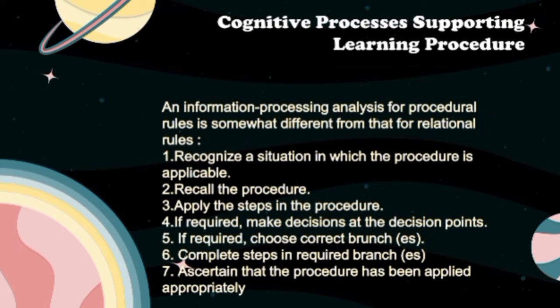Cognitive process supporting learning procedure. An information processing analysis for procedural rules is somewhat different from that for relational rules. 1. Recognize a situation in which the procedure is applicable. 2. Recall the procedure. 3. Apply the steps in the procedure. 4. If required, make decisions at the decision points. 5. If required, choose the correct branch. 6. Complete the steps in the required branch. And last, ascertain that the procedure has been applied appropriately.